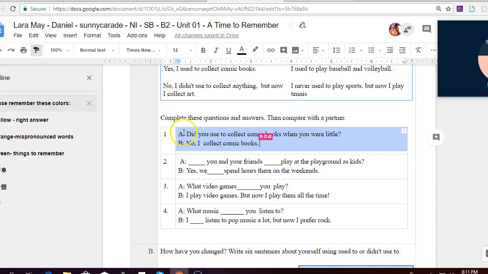Okay, so can you please read the letter A? You used to collect pineapple when you were little. Okay, so it is asking. How about the letter B? No, I collect comic books. Okay, good. So they collect comic books. On this part, they use the word did and the word used to. Okay?